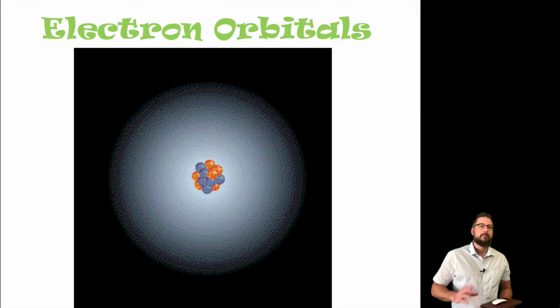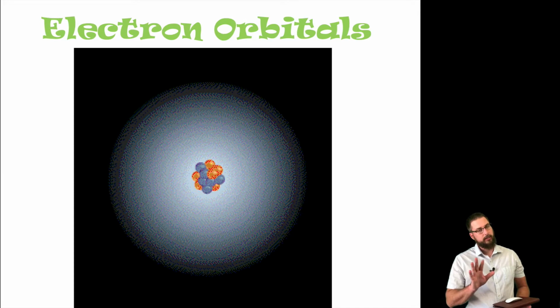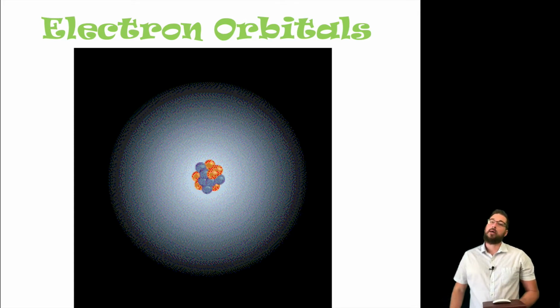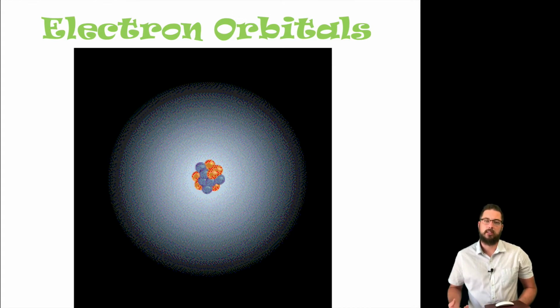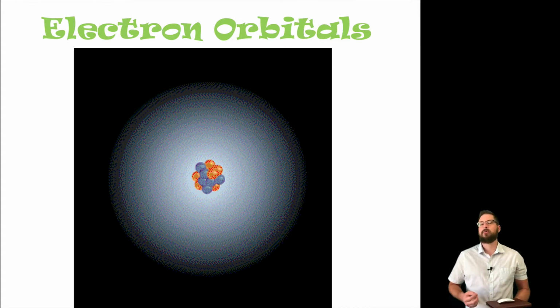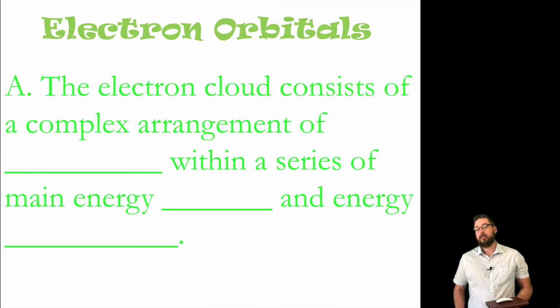And because it acts like a wave, and we're going to talk about that here in this video, it's going to create different orbitals in which it can exist. There's specific orbitals in which the electron can exist, and by the end of this video we're going to learn those different orbitals. So let's go ahead and talk about the electron cloud.